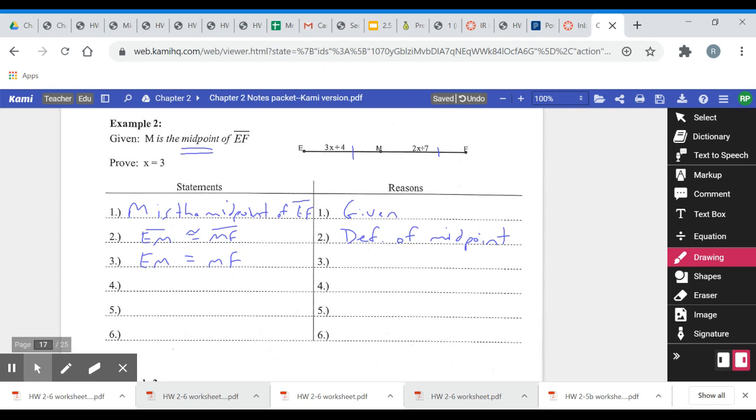And that is one of the new properties we learned today, which is definition of congruent segments. Some people just say definition of congruence. I usually say definition of congruent segments if I'm dealing with segments, and definition of congruent angles if I'm dealing with angles. All right, now I'm ready to look at my picture and plug stuff in from the picture. So I can see that the measure of EM is 3x plus 4. I can see the measure of MF is 2x plus 7. And again, what did I do? I just put something into something else's place, and so that is substitution.